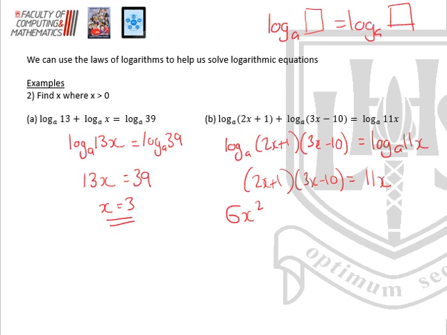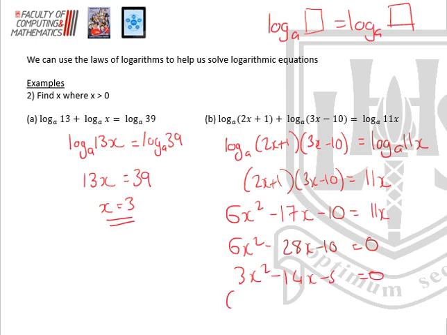So 6x squared minus 20x, add 3x is minus 17x, minus 10 is equal to 11x. Then get all your terms to one side, so it's 6x squared minus 28x minus 10 is equal to 0. So 3x squared minus 14x minus 5 is equal to 0, which is going to be (3x + 1)(x - 5), so x is negative a third, and x is 5.